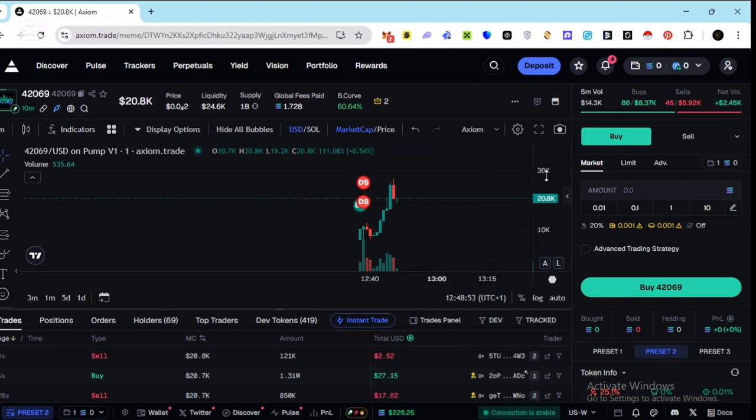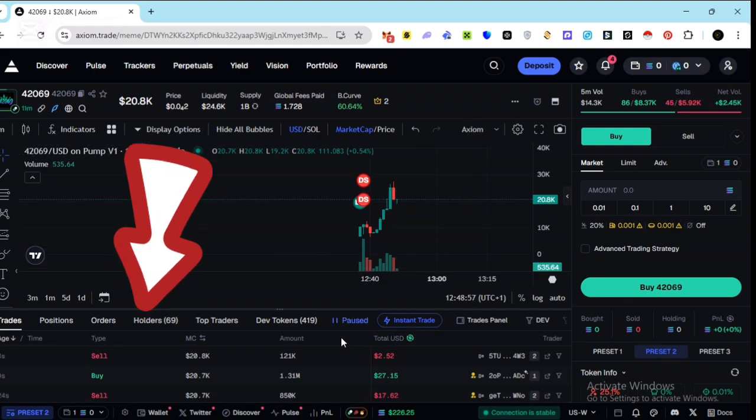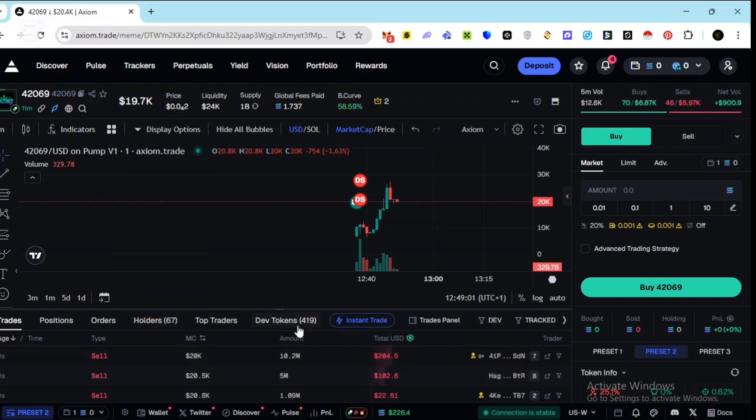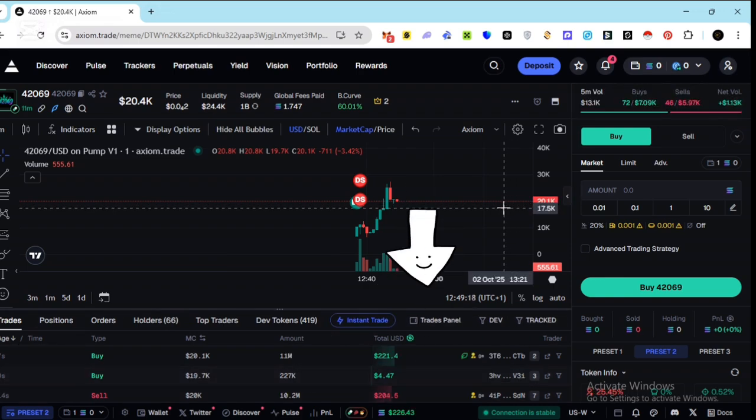Now take note of the holders. Are the holders increasing or reducing? If they are reducing, then you should hold on. If it's increasing, then you can trade. But you can only trade after this market has dumped really well.